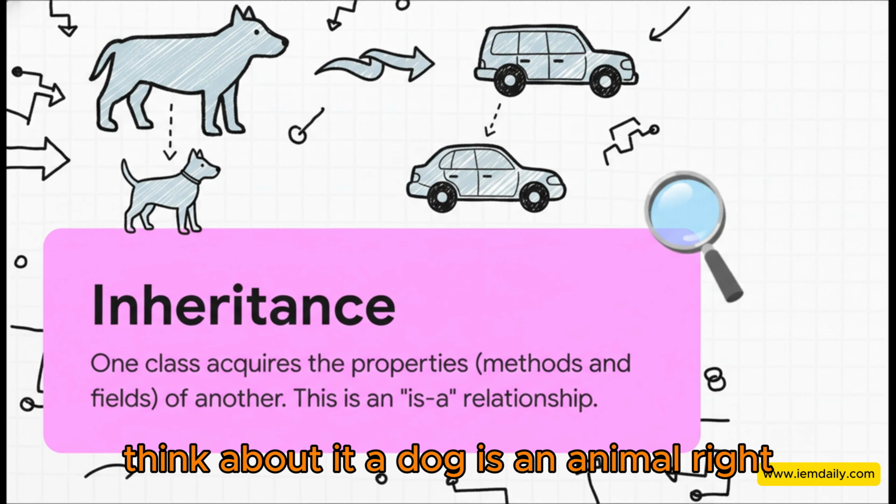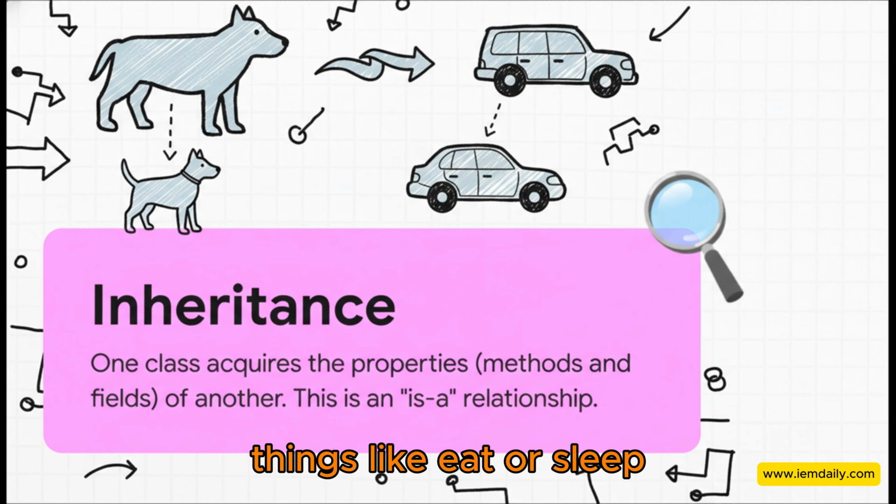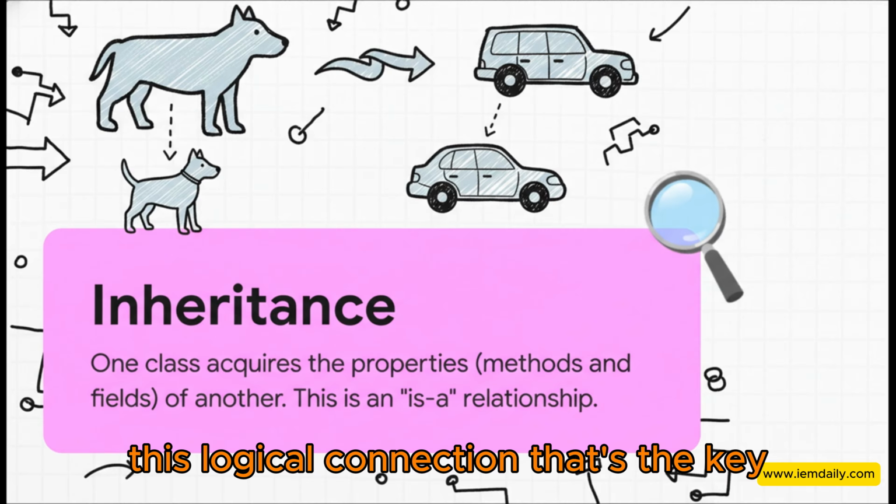Think about it. A dog is an animal, right? So it makes total sense for the dog class to inherit things like eat or sleep from the animal class. Or a car is a vehicle. This logical connection, that's the key.